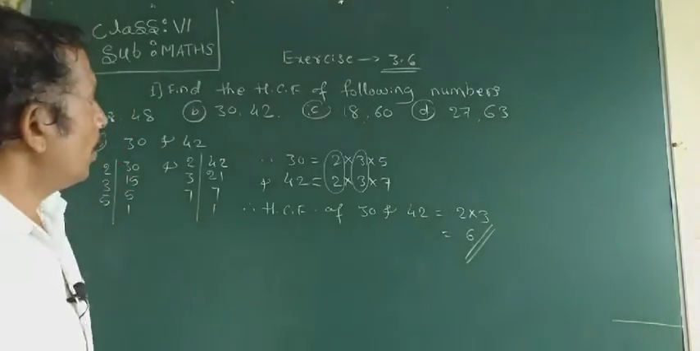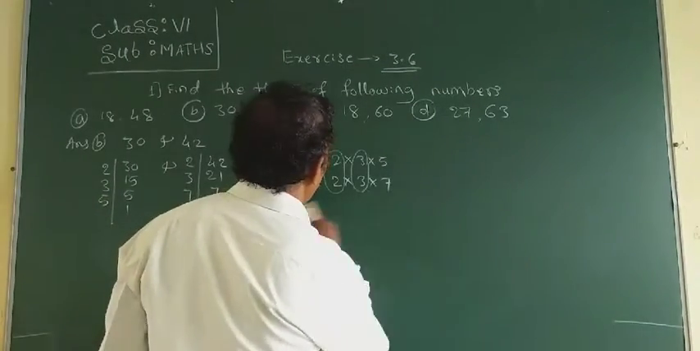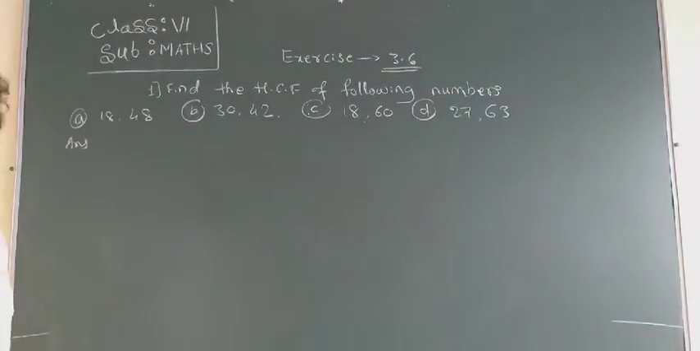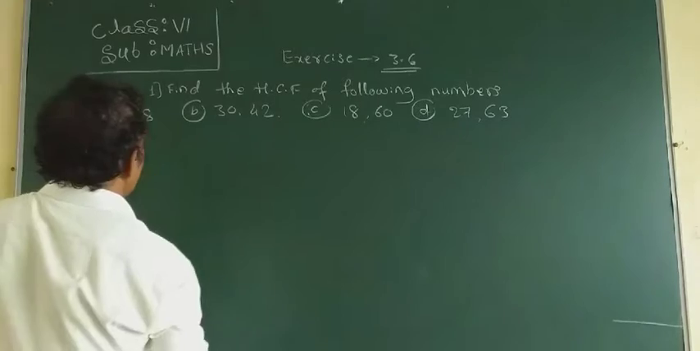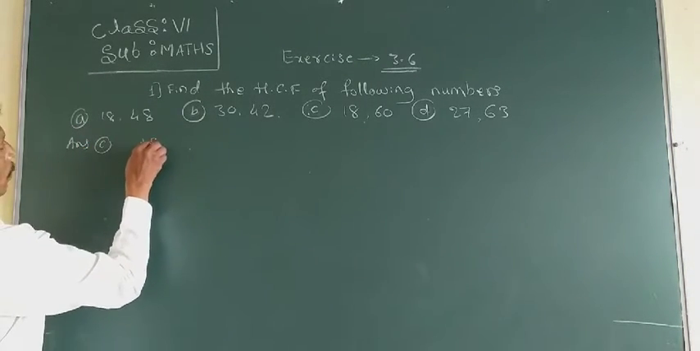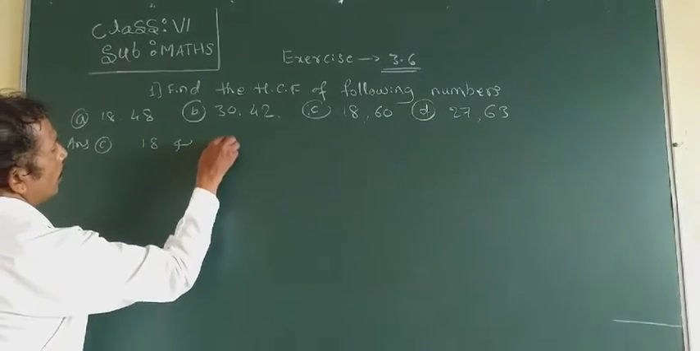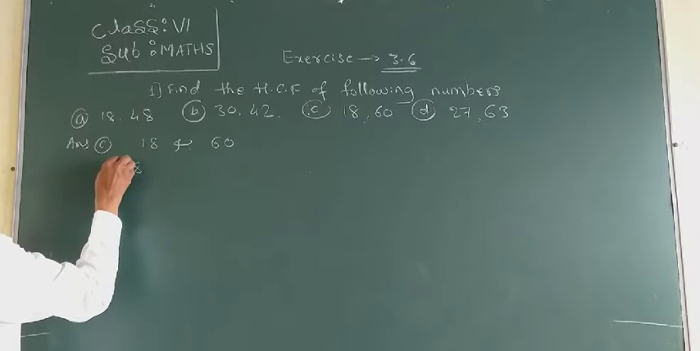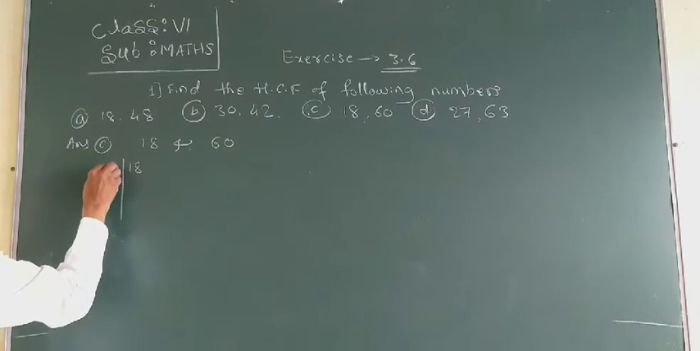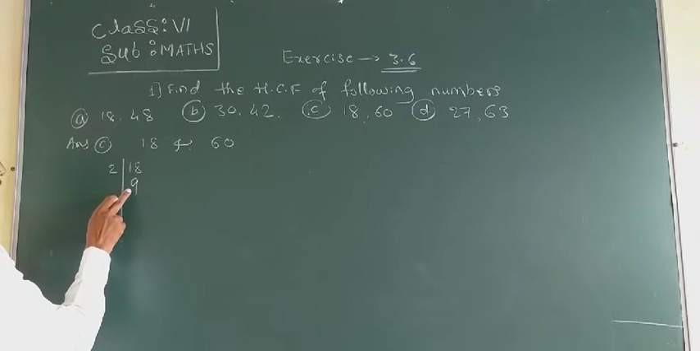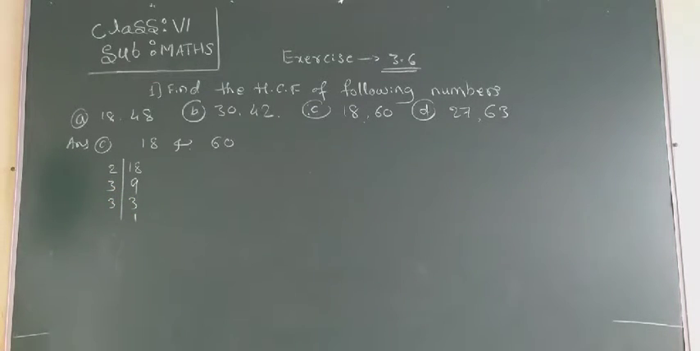Take question number C. In question C, we are given 18 and 60. Answer C. The given two numbers are 18 and 60. First, find the prime factors of 18. Divide the number 18 by the first prime number 2. 2 9s are 18. Then divide this 9 by the next prime number 3. 3 3s are 9. 3 1s are 3.